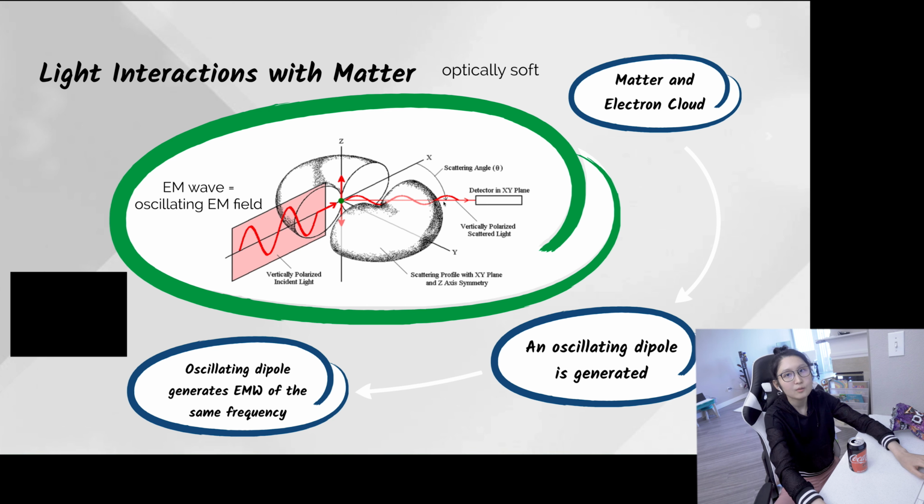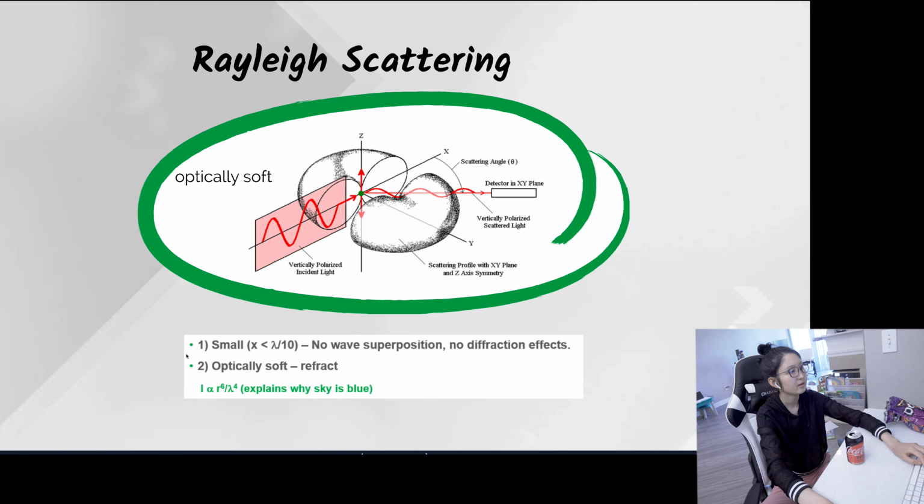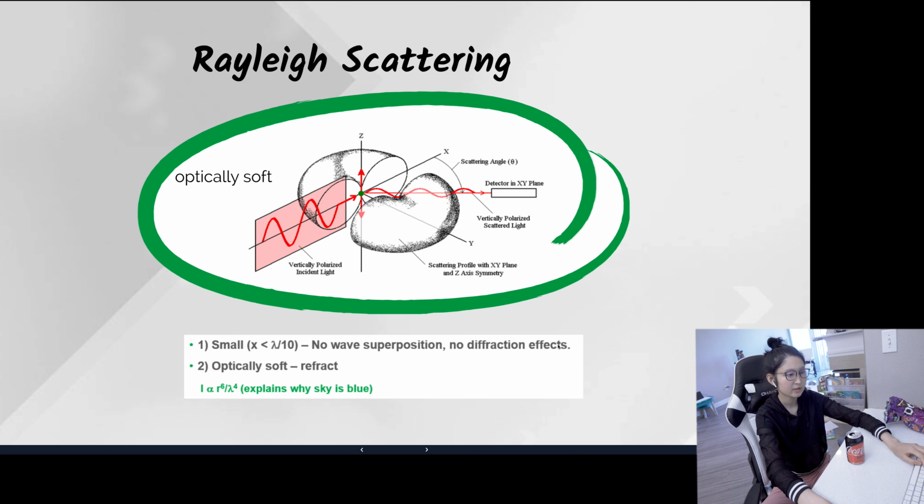So let's start with Rayleigh scattering then. Rayleigh scattering is a theory, a set of mathematical equations, that describes the phenomenon of light passing through and interacting with the electron cloud of matter and then getting out. There are two conditions to use Rayleigh scattering. The first one is that the size of the particle needs to be small enough, smaller than the wavelength divided by 10, because we want to make sure there's no diffraction effect, so basically no wave superposition.